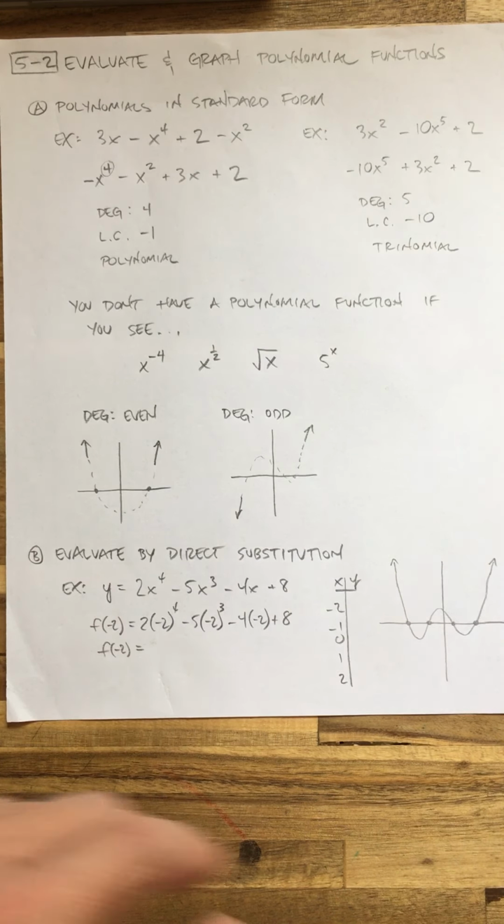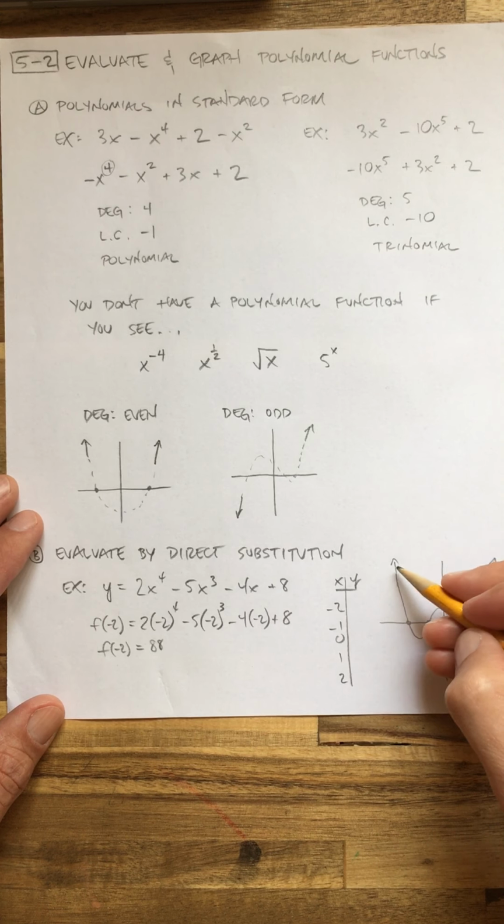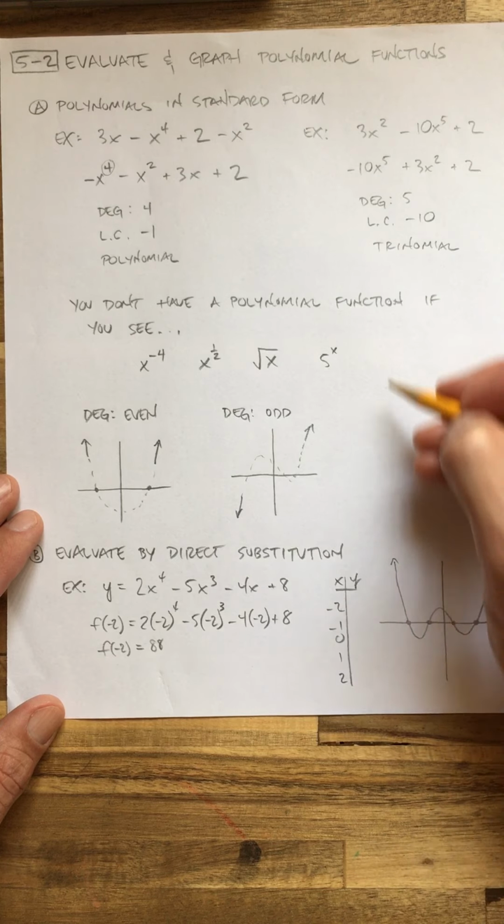All right, and I get 88. Oh my gosh. Remember how I said this ends way up here? That's right. At -2, it's way up here.